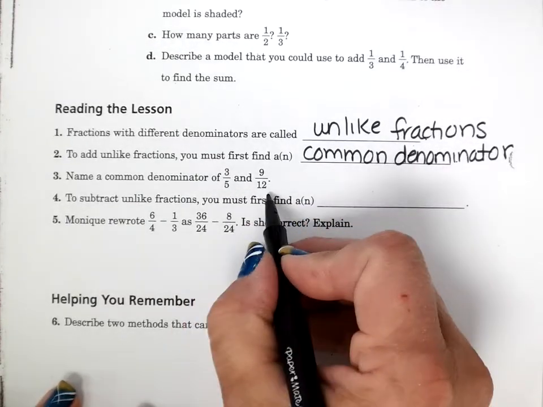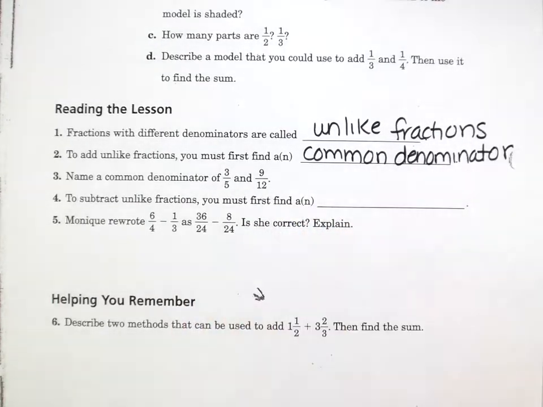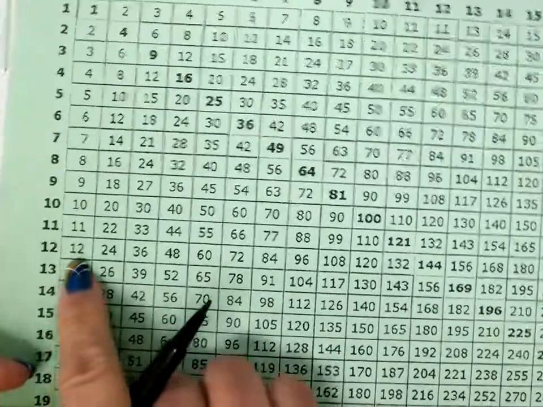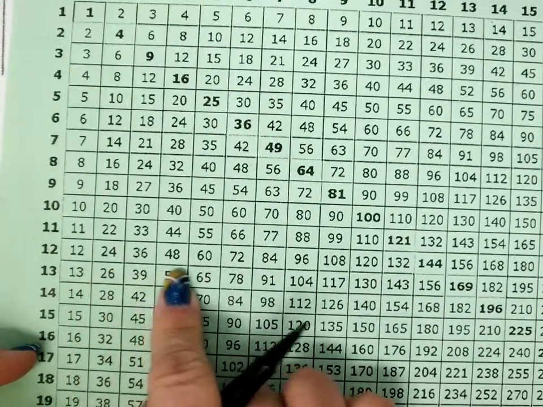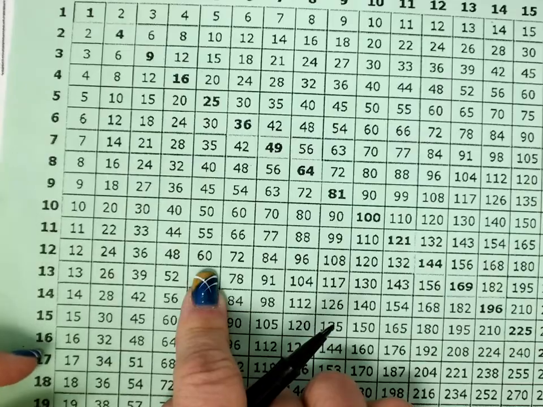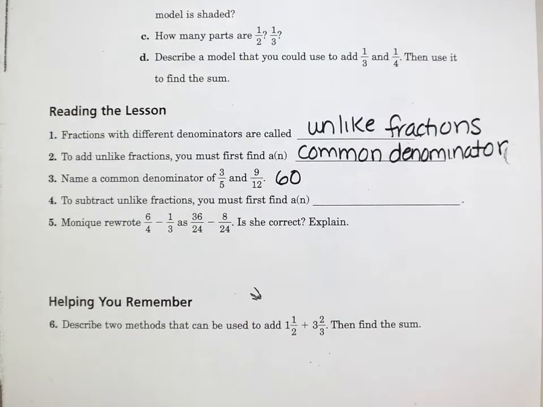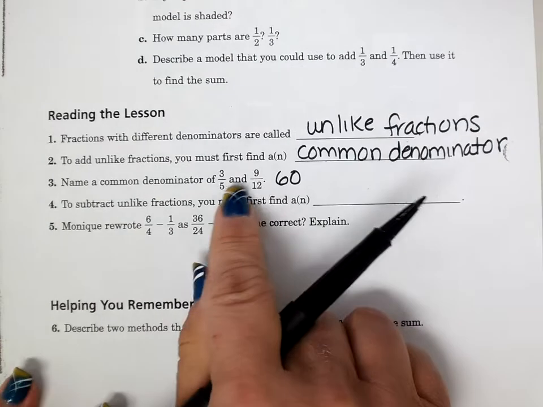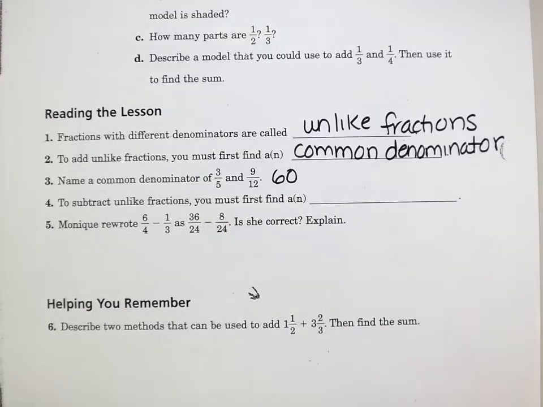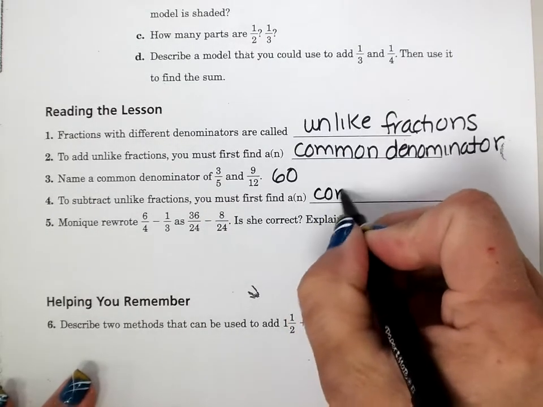So if I count by 12s, I've got 12, 24, 36, 48, 60 seems to be the first one that 5 will also go into. So my common denominator would be 60. That also is the least common denominator. It just happens to be also the product of 5 and 12. To subtract unlike fractions, you also have to find a common denominator.